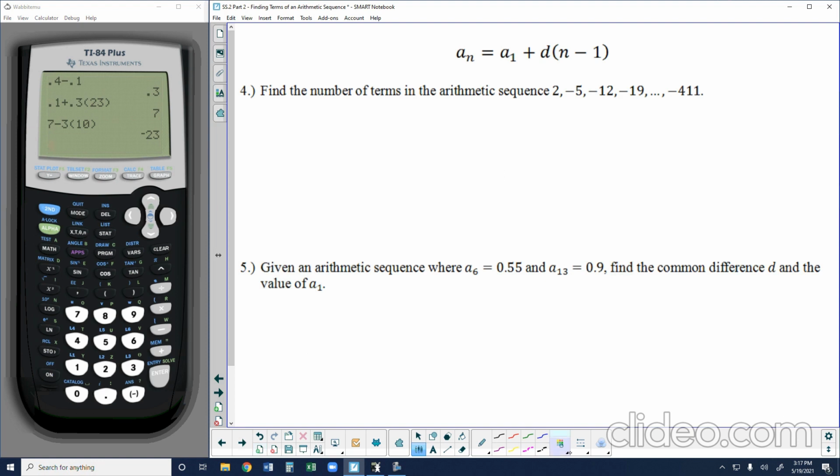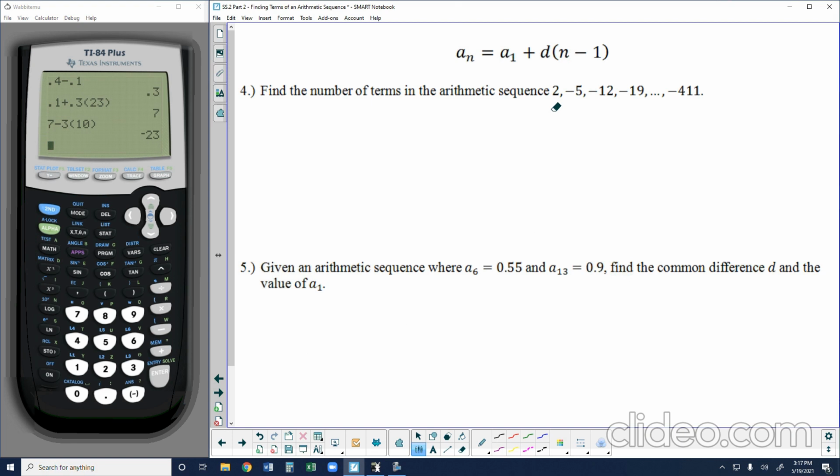So in this case, we're not finding a specific term. We're finding out how many terms existed here. And so what we need to do is take a look at this equation, and we're going to have to solve for n.